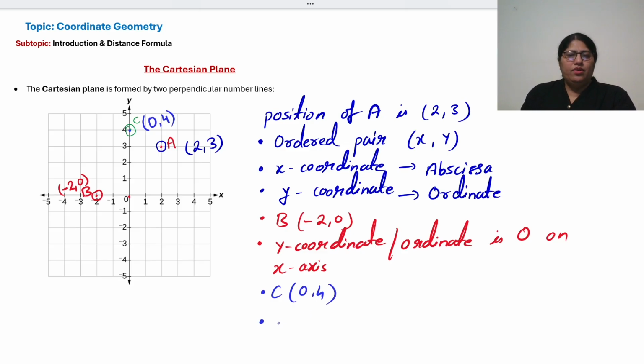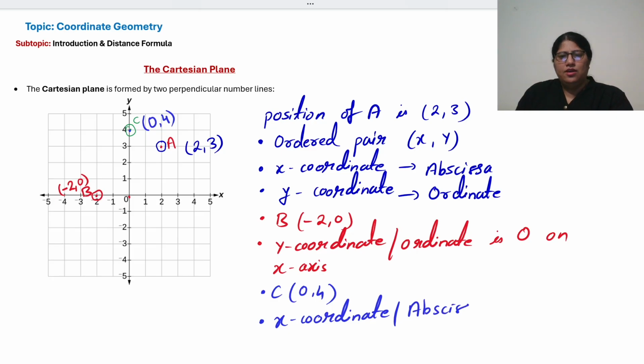And what do we write here? The x coordinate, or abscissa, is 0 on the y-axis, right? So these are all the basics that you have already learned in lower grades. So remember these pointers. Then we are going to start with coordinate geometry.